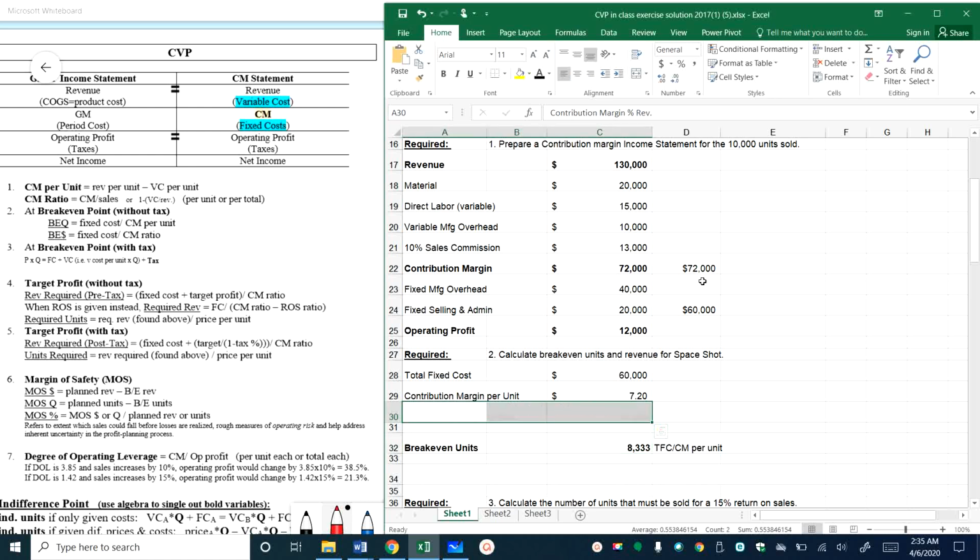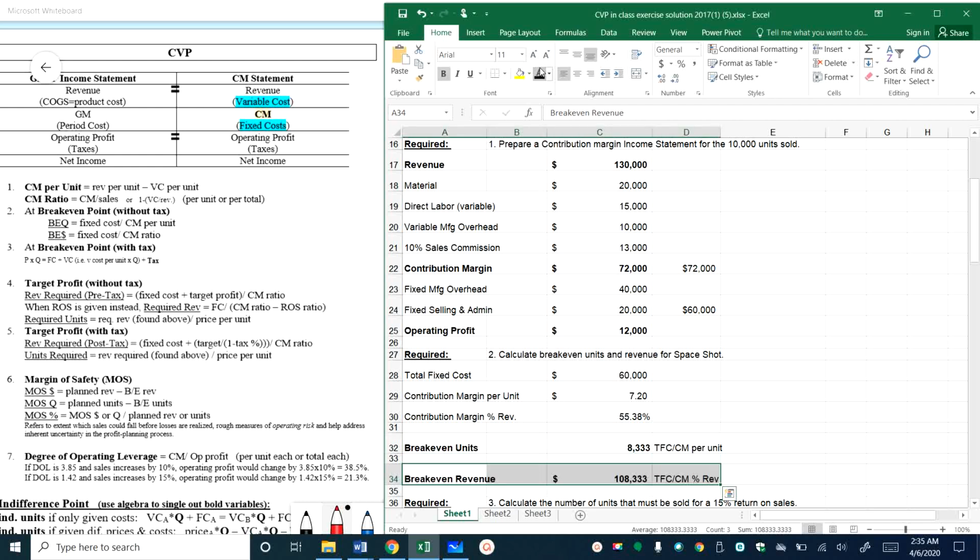For break-even revenue, it's just the fixed cost divided by the CM ratio. If we know our contribution margin is 72,000 and our revenue is 130,000, then our ratio would be 55.38%. So the 60,000 divided by that 55.38% will then equal 108,333. And one thing to note that I forgot to mention earlier: contribution margin percent can either be your contribution margin per unit divided by your revenue per unit, or your total contribution margin divided by total revenue. Because it's a ratio, it's not going to change no matter how many units you sell.